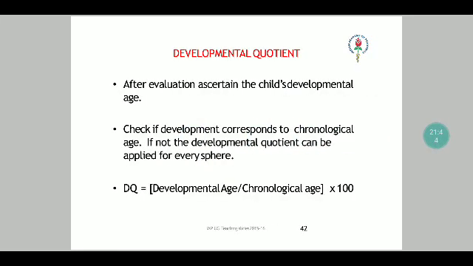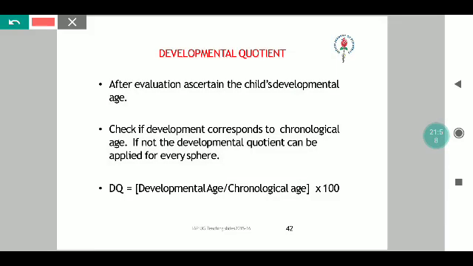Now, the concept of developmental quotient is to compare the developmental age of the child with the chronological age. Developmental age divided by chronological age into 100 is the developmental quotient. We should assess this in each of the subheadings of gross motor, fine motor, social and language separately, and it should not be done collectively. It should rather be checked under each of the individual headings.